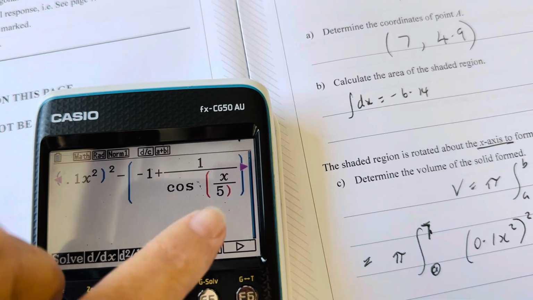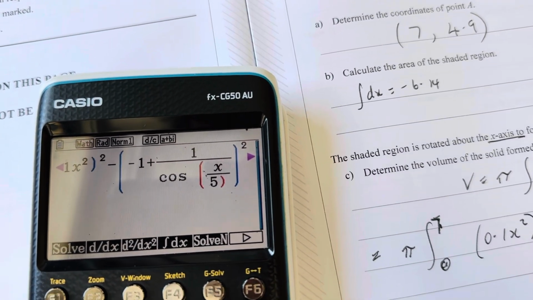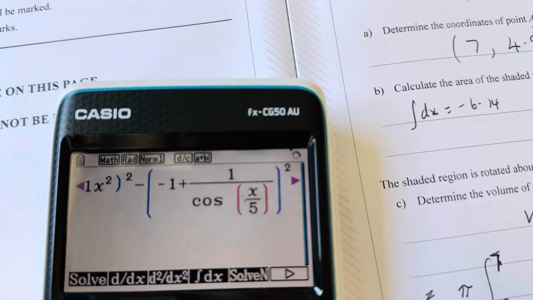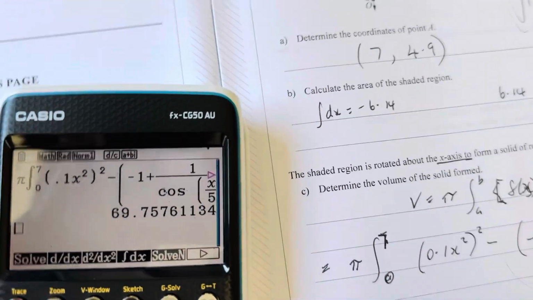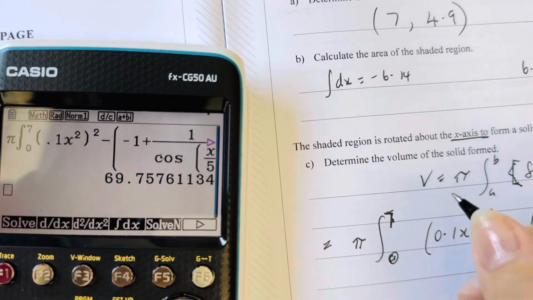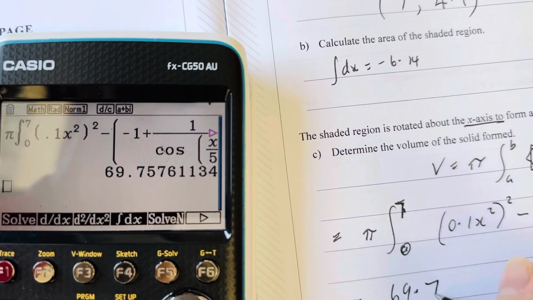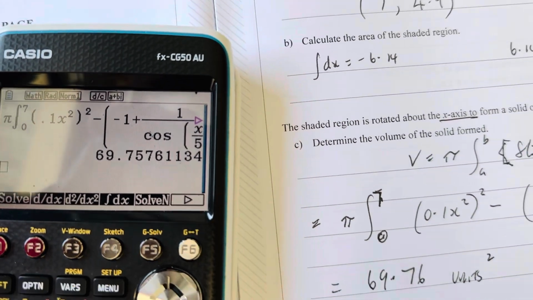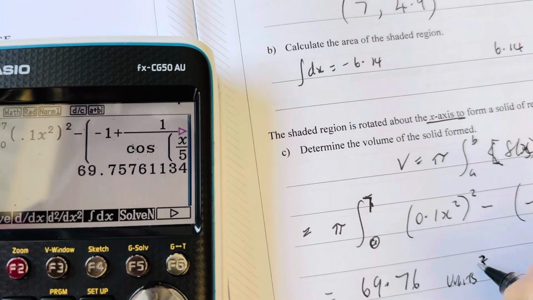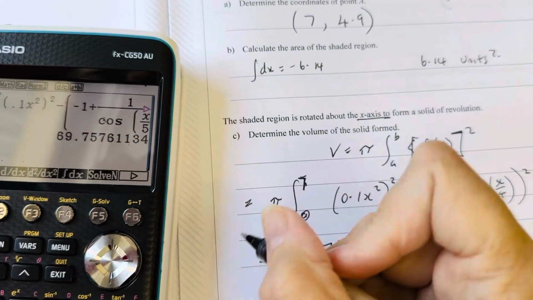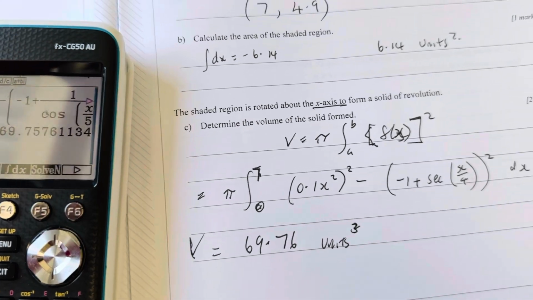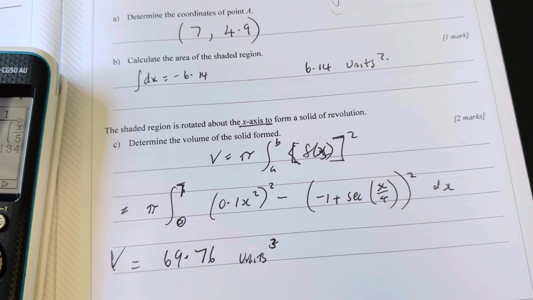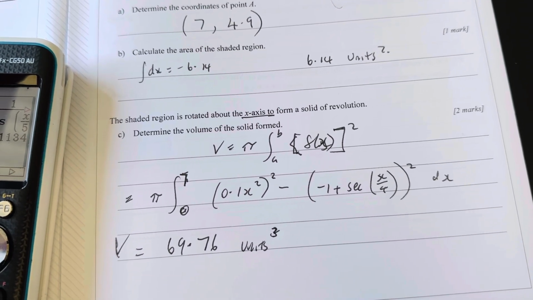What have I done? Oh, I messed up my bracket, didn't I? So delete that, and then I've just got to take it big. There we go, I got my brackets right now. There we go, and we get our volume is 69.76 units squared. Is it? No, units cubed. We're a volume, aren't we? This is a volume. So there we go. That was question 11. Kind of nice. Lots of calculator work on that. Take care.